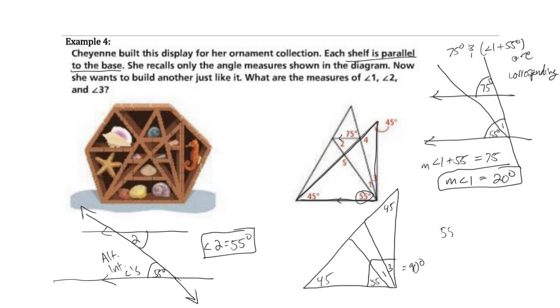So we can set 55 plus angle 1 plus angle 3 equal to 90 degrees. If you didn't surmise that, you could also do 55 plus angle 1 plus angle 3 plus 45 plus 45 equals 180. But I just kind of broke it down a little smaller. We know angle 1 is 20 degrees, so we're going to substitute in 20 for angle 1. That will help us solve for angle 3. So we get 75 plus angle 3 equals 90. So angle 3 is equal to 15 degrees. And now we have 1, 2, and 3.